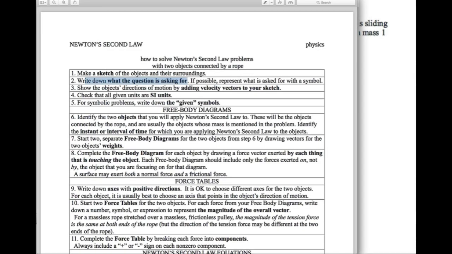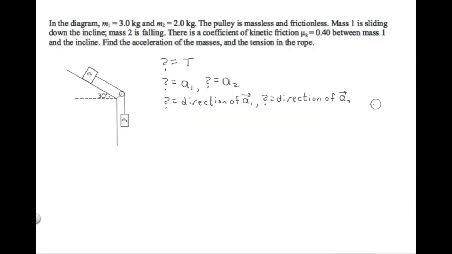So we indicated what the question was asking us for, maybe even a little bit more than what the question is really intended to ask for. And to the extent we could, we represented that with symbols. Now we want to show the objects' directions of motion by adding velocity vectors to our sketch.